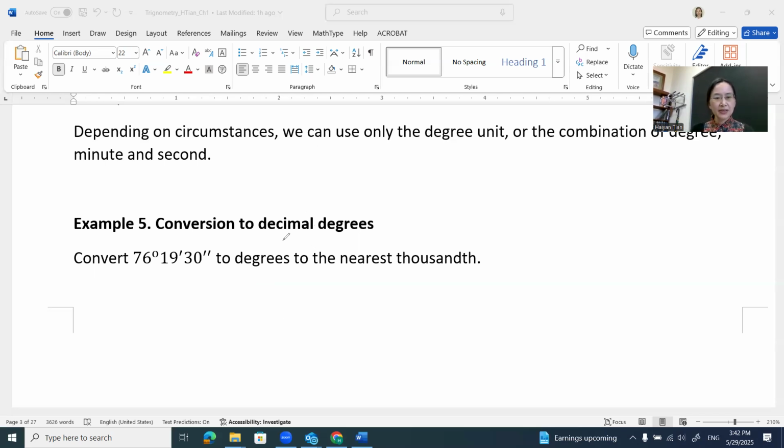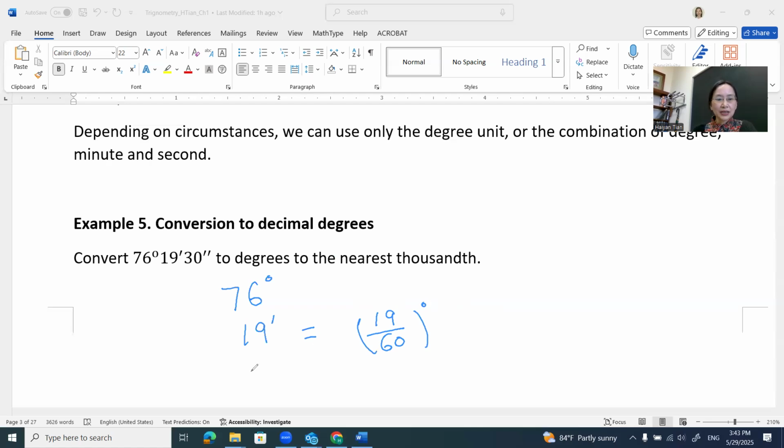So first of all, 76 is already the degree. Then we can keep it. But this 19 minutes, how can we convert it into degree? It is not as big as 1 degree, correct? We know it's only part of a degree. So we divide by 60, that is the degree measure, but it's a fraction. If you want, you can write it into decimal form.